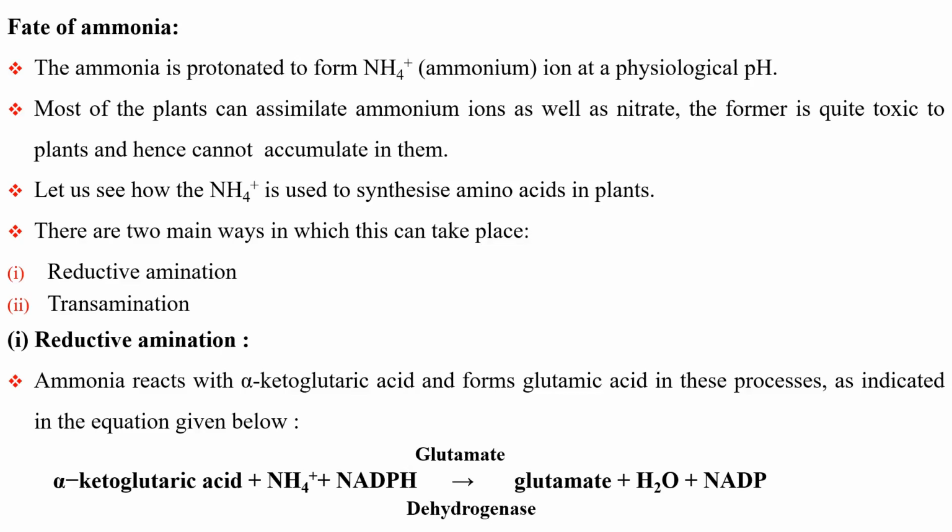1. Reductive amination. Ammonia reacts with alpha-ketoglutaric acid and forms glutamic acid in these processes, as indicated in the equation given below.